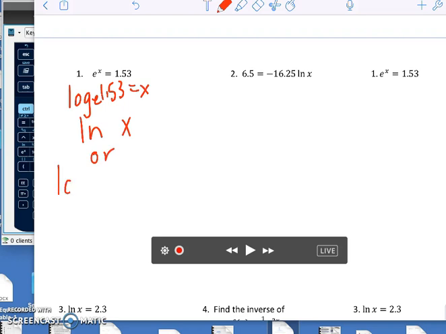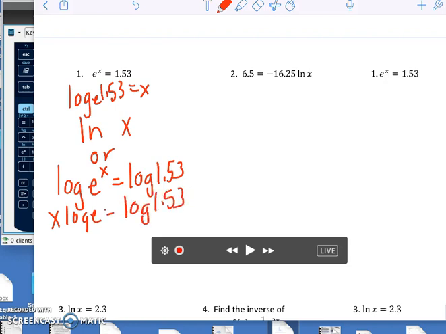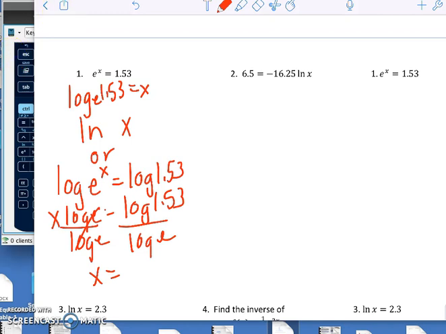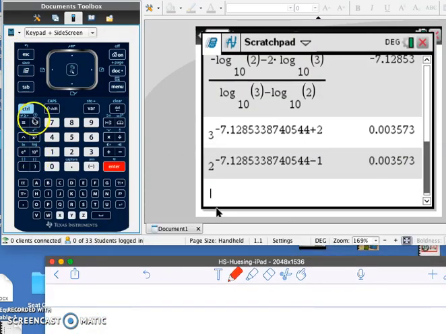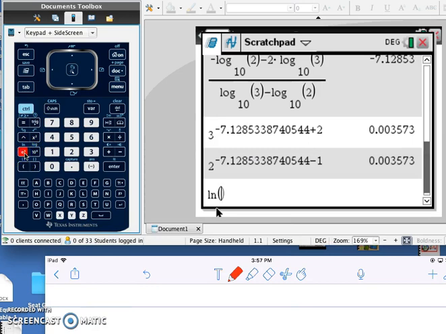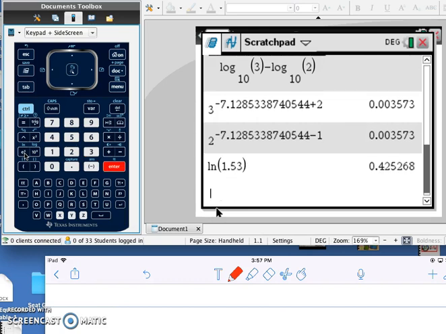Or we could log each side. Log of e to the x equals log of 1.53. So x log e equals log 1.53. Divide by log e, and we would have the same thing. So this just turns out to be the natural log of x. So if we go back to our calculator here, natural log right here of 1.53 is that.